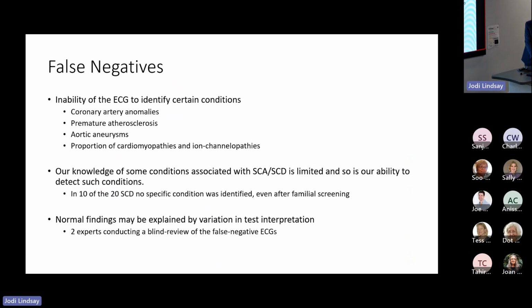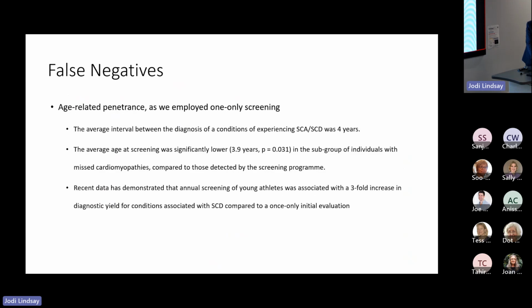And normal findings can also be explained by variation in test interpretation. We tested that, and we didn't really miss any ECGs. So we got two experts who had not been involved with the screening program to look at the ECGs of all those 35 individuals, and if anything, they called fewer as abnormal than what our screening doctors had done.